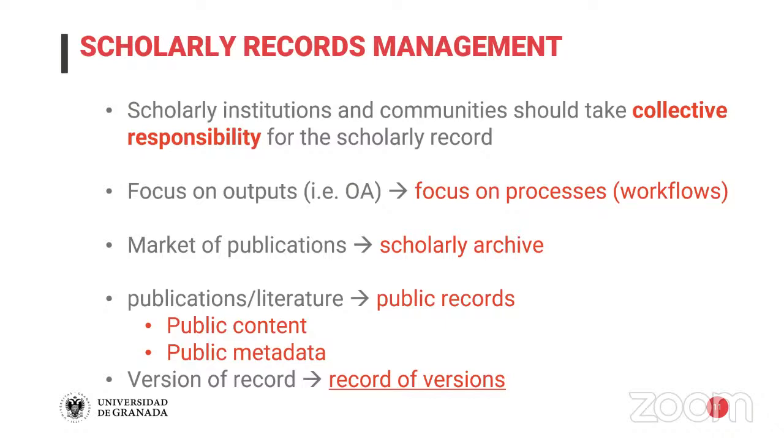Lastly, this is a summary of what I think we should focus on if we adopt this perspective of scholarly records management. The most important part is that scholarly institutions should take collective responsibility for the scholarly record, which is not happening right now. And that we should focus on processes more than outputs. We should strive to create a scholarly archive instead of a market of publications. We should discuss public records instead of publications. And we should think in terms of a record of versions instead of a version of record.